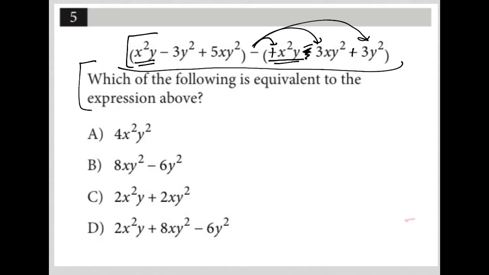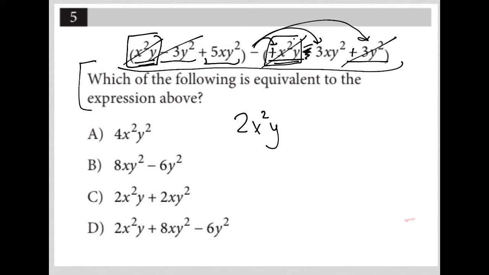So I have a positive x squared y plus x squared y. Well, that gives me 2x squared y, right? So I've taken care of those like terms. Then I have a minus 3y squared, and I have a positive 3y squared. Well, those are going to cancel out. Negative 3y squared crosses out with positive 3y squared.